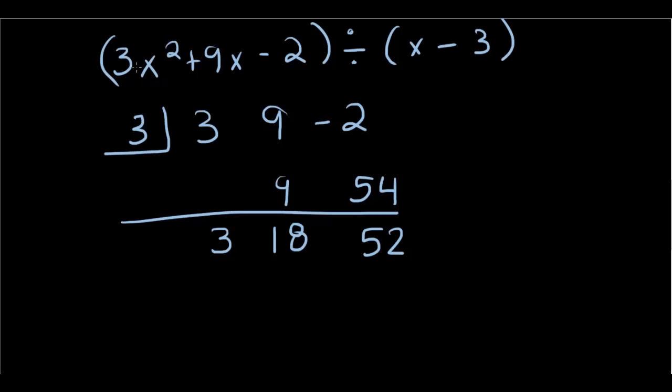And the answer is going to have one exponent less, so it's going to be 3x plus 18. Remember, this is a coefficient. Plus 52 over x minus 3.